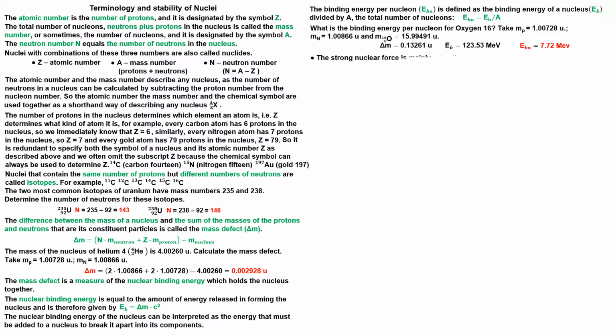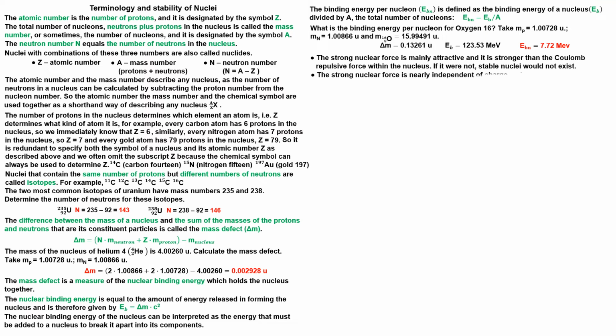The strong nuclear force is mainly attractive, and it is stronger than the Coulomb repulsive force within the nucleus. If it were not, stable nuclei would not exist. The strong nuclear force is nearly independent of charge, and it acts between all nuclear particles alike. So the protons attract each other through the strong nuclear force, while repelling each other through electric force. Neutrons, being electrically neutral, only attract other neutrons or protons through the strong nuclear force.